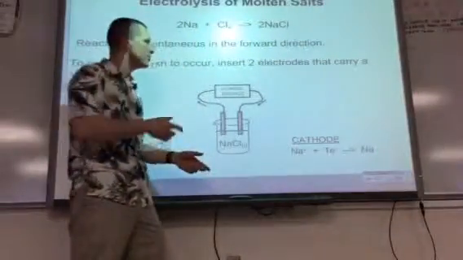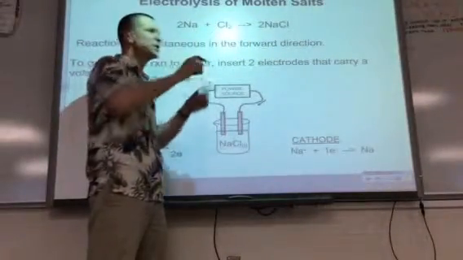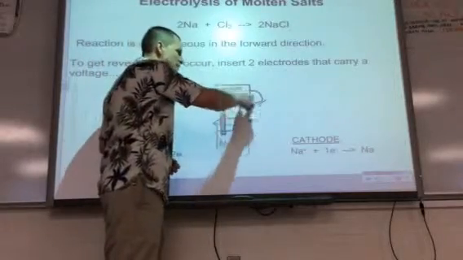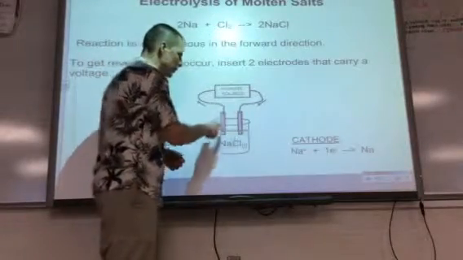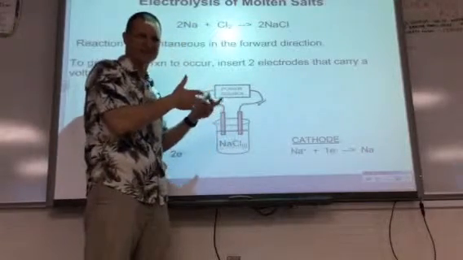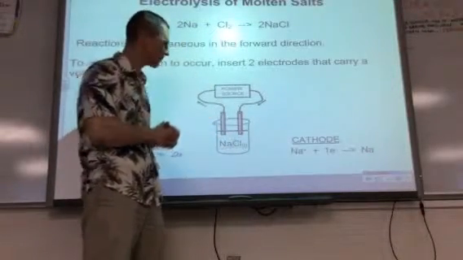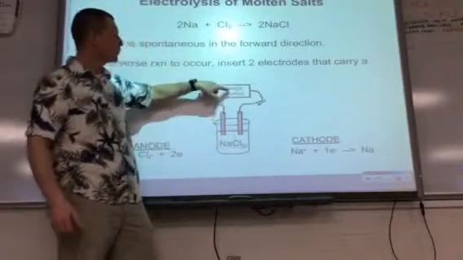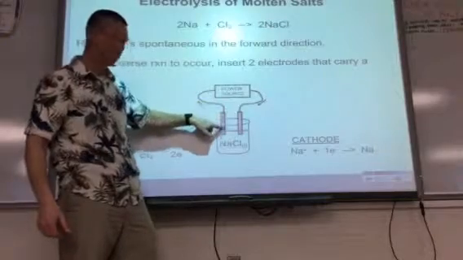The reason is because for the same reason we needed a salt bridge in a galvanic cell, you need the circuit to have charge flowing all the way through it, which means even between these two there has to be charge flowing. Same kind of thing with a salt bridge. So that power supply is hooked up. There is a wire going out of the power supply into one electrode.